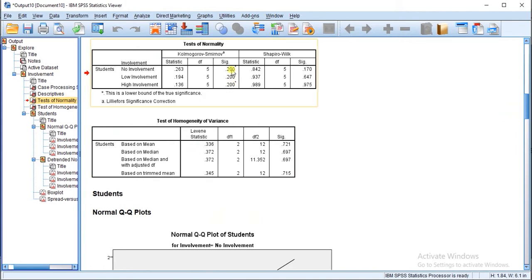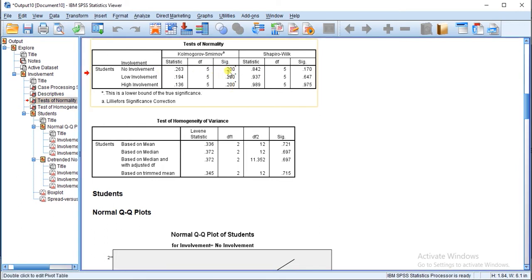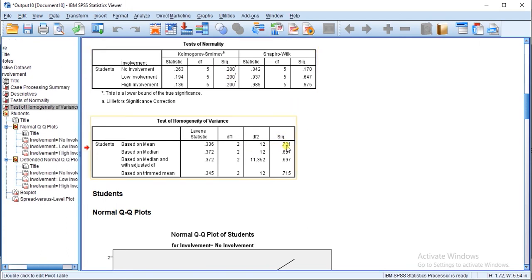Now we can check the normality of data. Where there is no involvement, data is normally distributed. Where there is low involvement, data is normally distributed, and for high involvement, data is also normally distributed. In all three cases, the p value is greater than 0.05. It means our data is normally distributed. Now we will check homogeneity of data. The value of p is greater than 0.05, so we can say our data is homogeneous. Now we will report that our data is normally distributed as well as homogeneous.